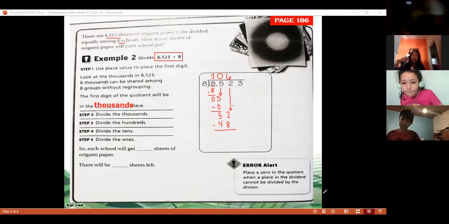Four. That's right. So we subtract 12 minus 8, it's 4. And 5, it becomes 4 minus 4, 0. Okay, so 4. Now, divide the ones.